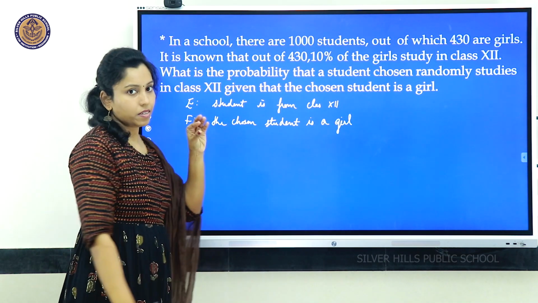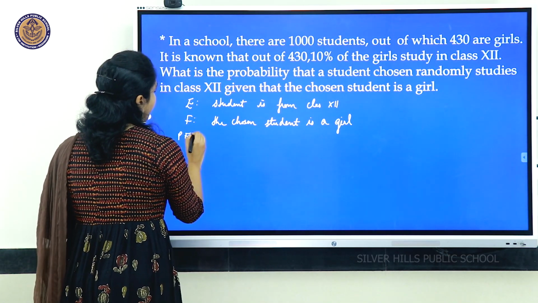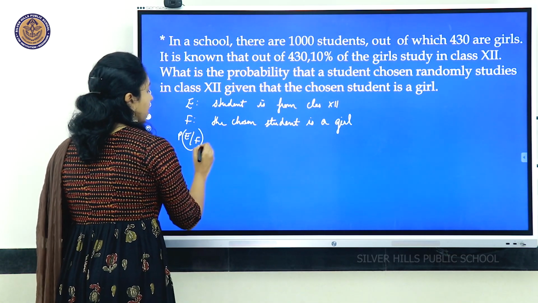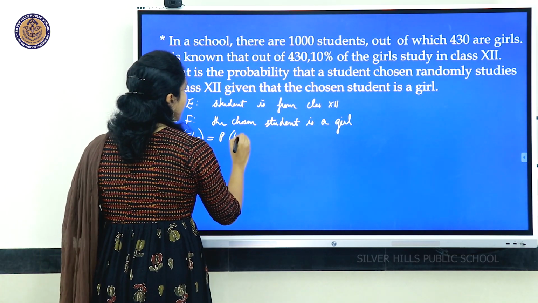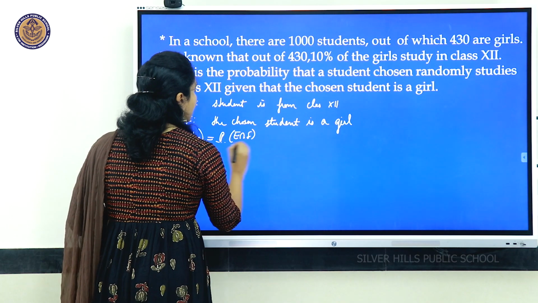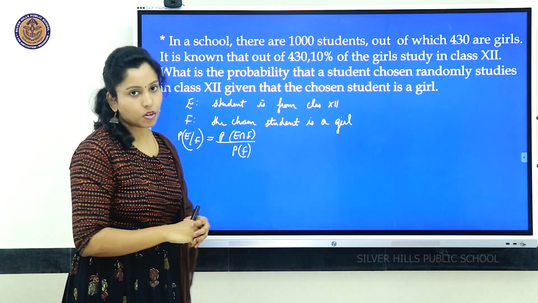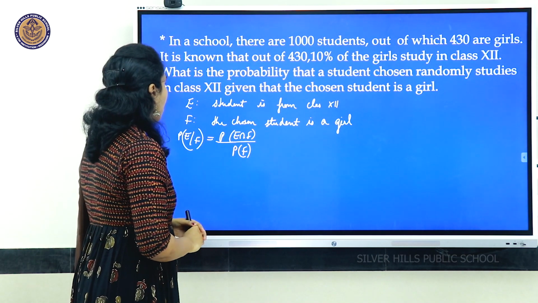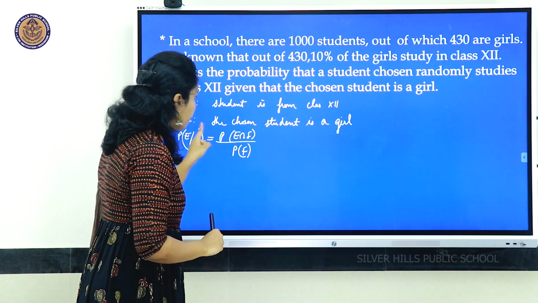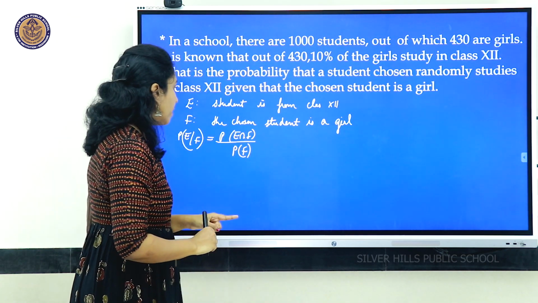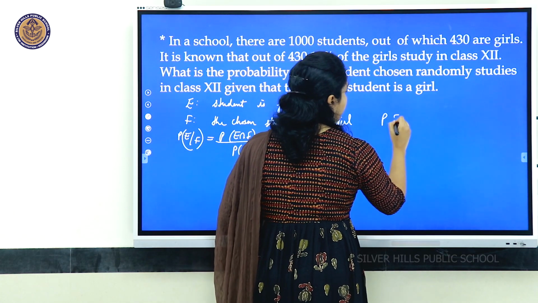So, 2 events are ready. And then we are going to find P of E given F. That is equal to, by definition, P of E intersection F divided by P of F, with the condition P of F not equal to 0. Now, we are going to find each probability. F is the chosen student is a girl. So, let us see what is P of F then.